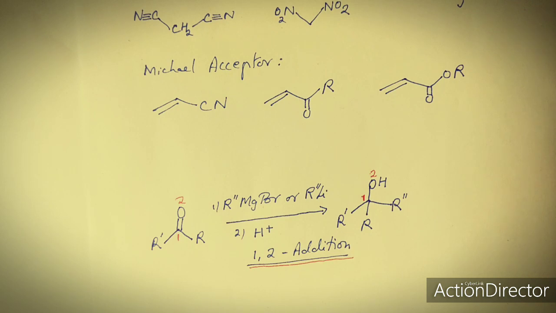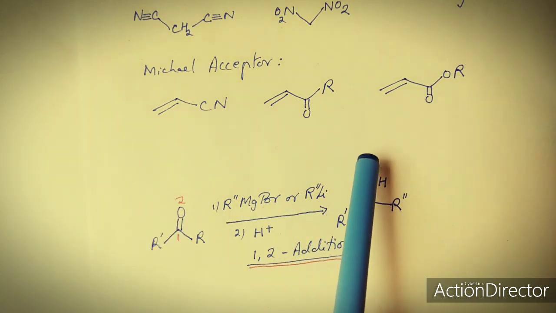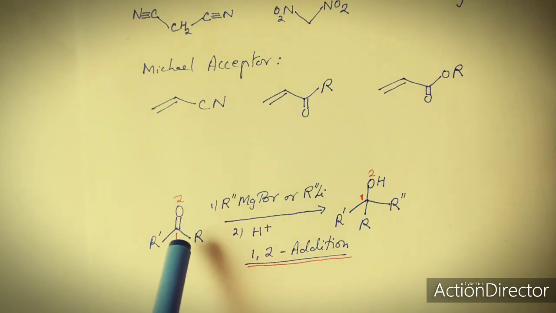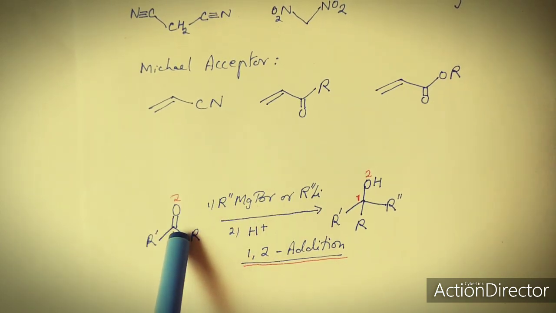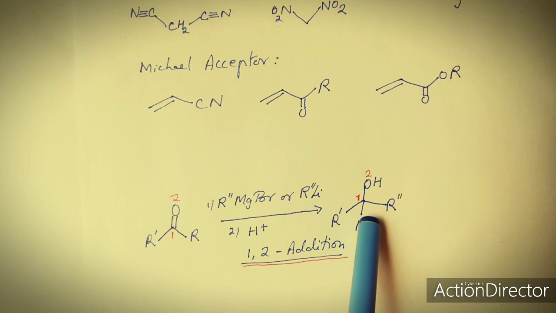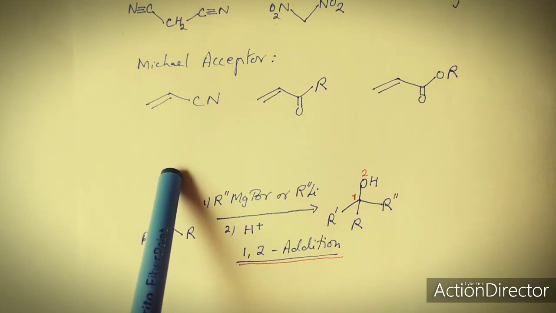Therefore, in these cases, when they react with carbonyl compounds, they will give the 1,2 addition. As you can see, we've studied them earlier, a very common reaction. They will quickly attack this carbon, which is positive, with R negative, and hence we will get this product. This is the 1,2 addition.